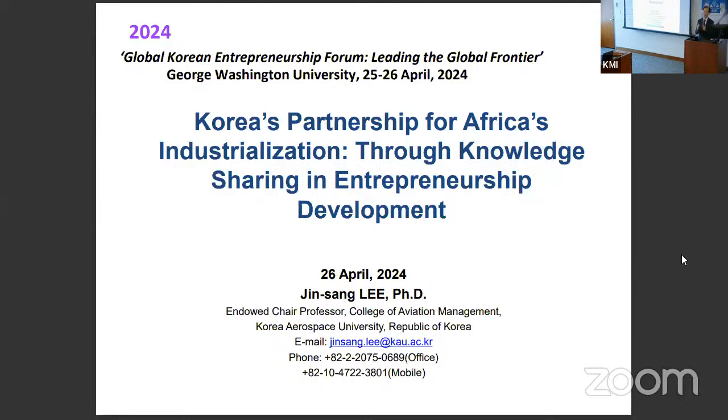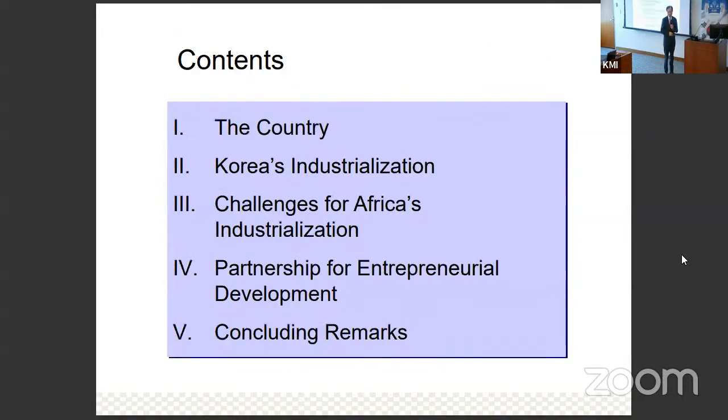If you want to develop, you have to industrialize. Without industrial promotion, it will be very difficult to develop your own country or any country. And industrialization requires entrepreneurship, because in the last 2 days, many presenters talked about Korean entrepreneurs, which I'm going to tell you very briefly today. So just very briefly, I will mention our country and how Korea developed in terms of industrialization.